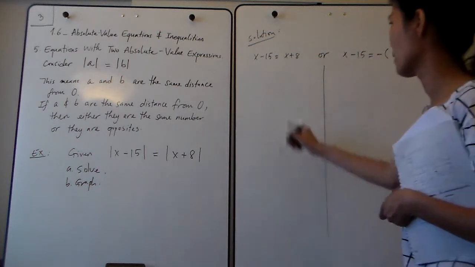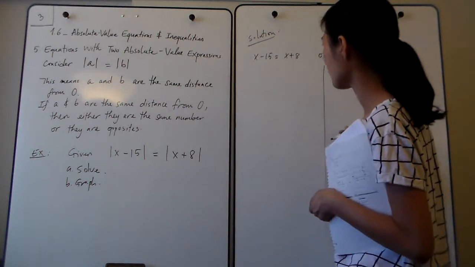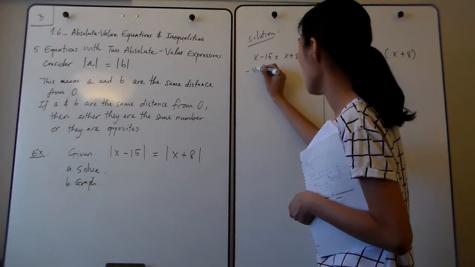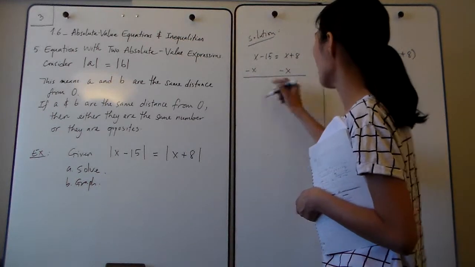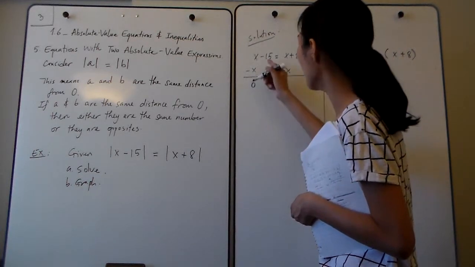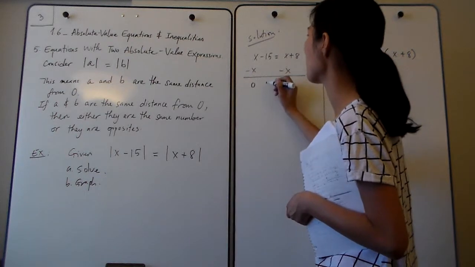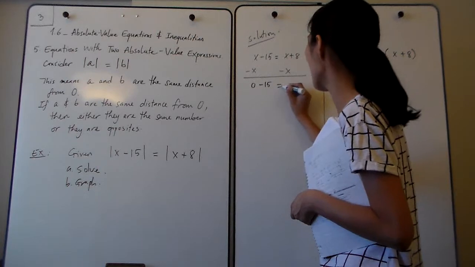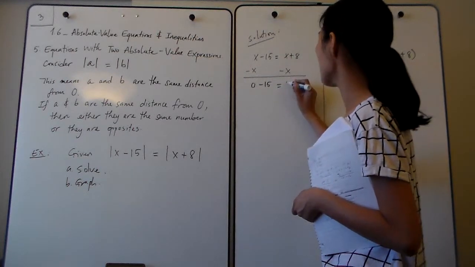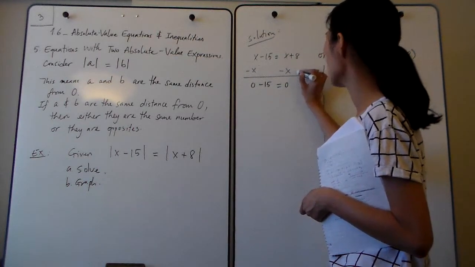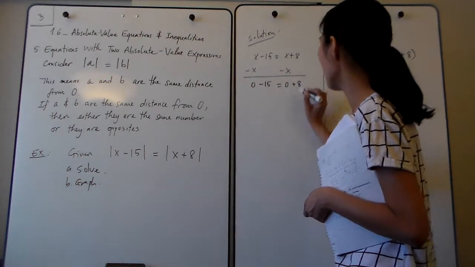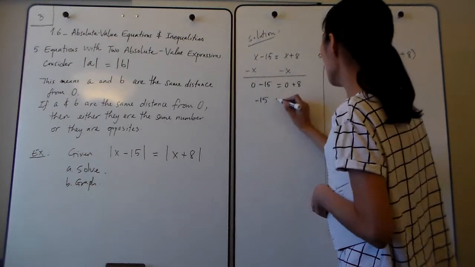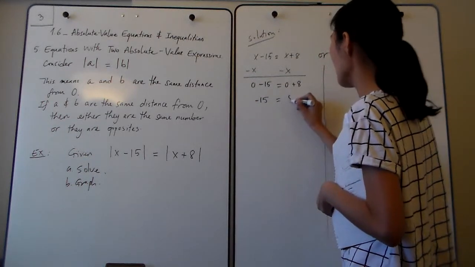Let's solve this. Start with this one. Let's subtract x on both sides. x subtract x is 0. Negative 15 plus, then no constant term here, means 0. So negative 15 plus 0 is negative 15. x subtract x is 0. a plus 0 is a. Simplify. 0 minus 15 is minus 15, equal to 0 plus a is a.